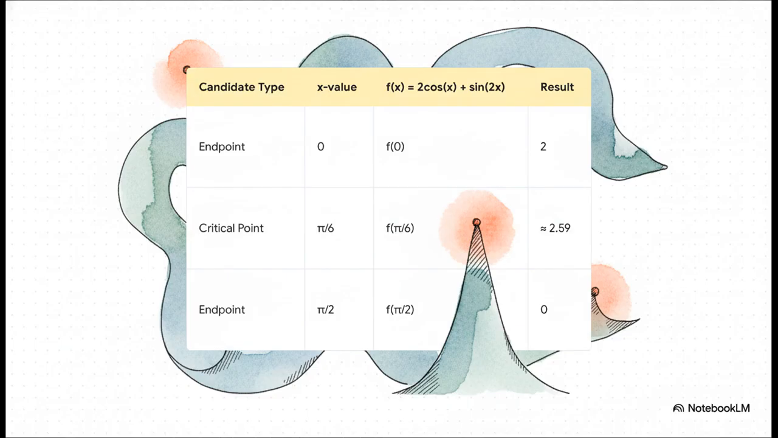So our candidate list is the endpoint 0, the endpoint pi over 2, and our critical point pi over 6. We plug them all in, and what do you know? The max value, about 2.59, happens at that critical point, and the minimum value, 0, happens at an endpoint. See? The method holds up perfectly.